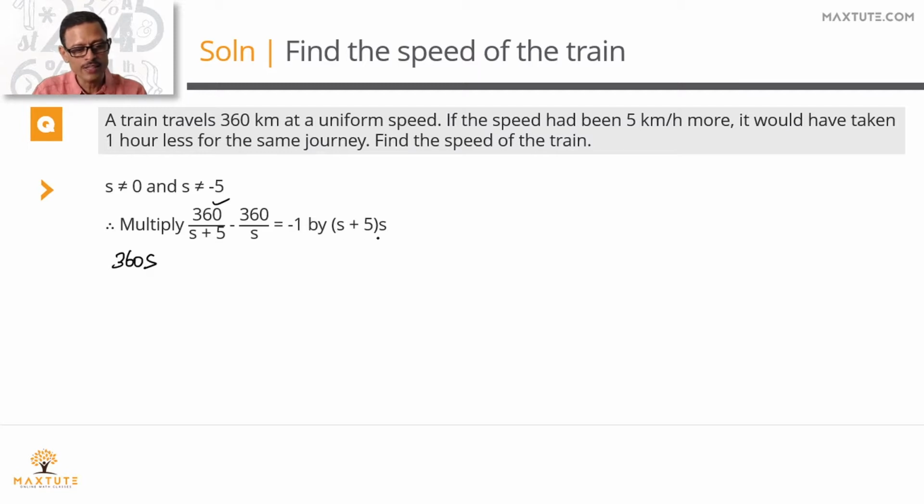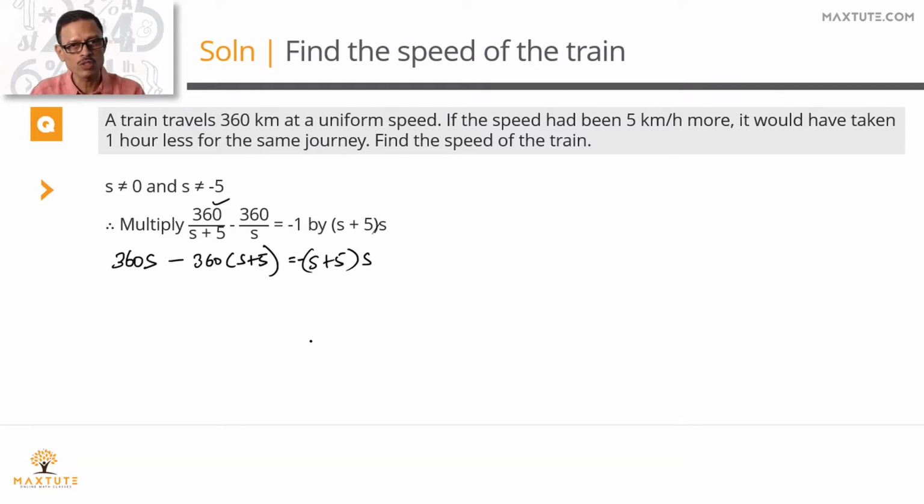360 by s into s plus 5 into s. So s and s will get cancelled to leave us with 360 into s plus 5. The right hand side is going to be minus 1 into s plus 5 into s, which is s plus 5 into s into minus 1. So I'll keep the minus here. So we have minus of s plus 5 into s.